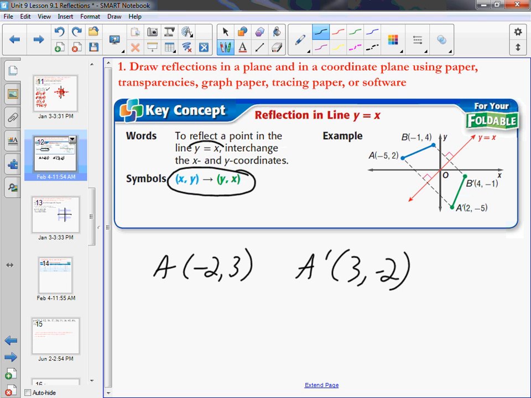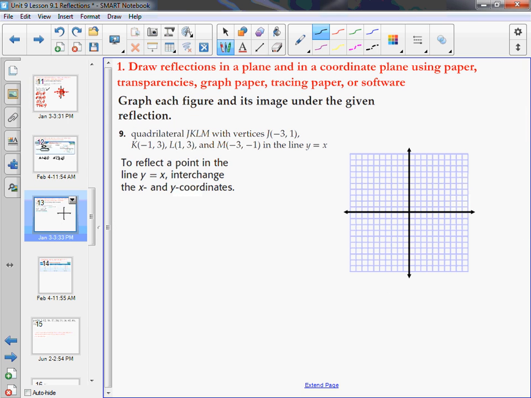If y equals x is your line of reflection, it always happens. Let's do one of these. Now this time I'm not going to draw the line of reflection in yet. Okay? So we have quadrilateral JKLM. I got to hurry. The bell's going to get us. So let's graph this. J is negative 3, 1. K is negative 1, 3.